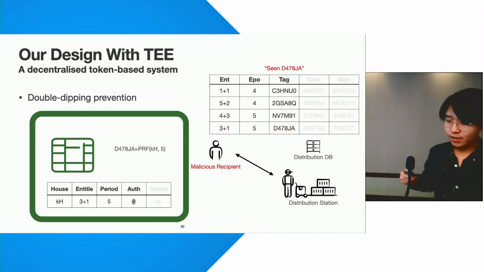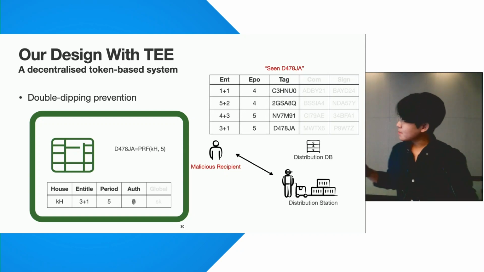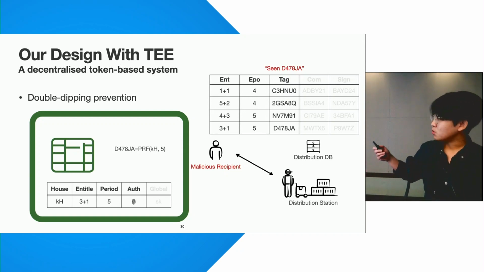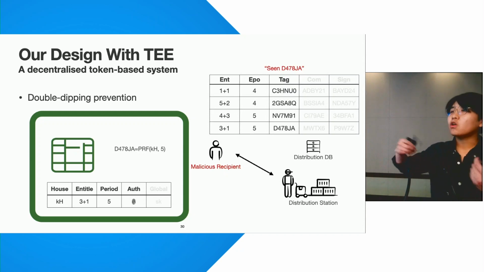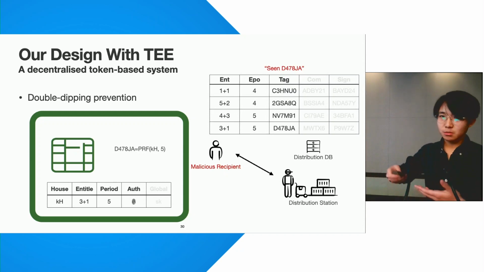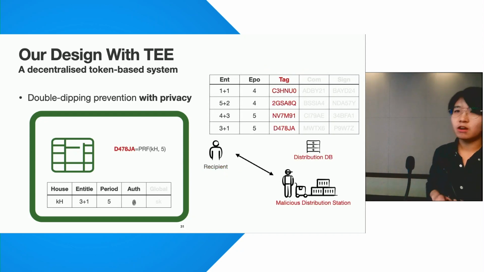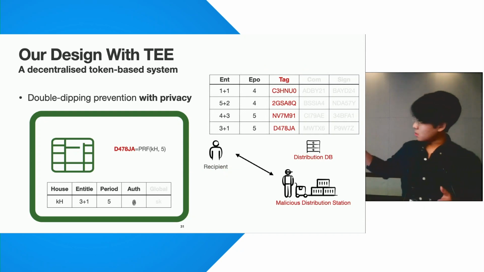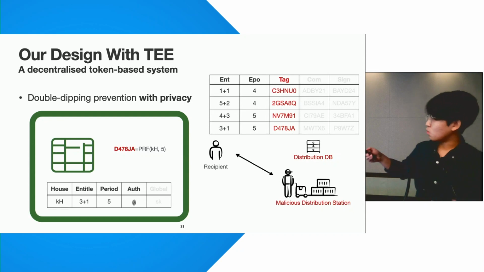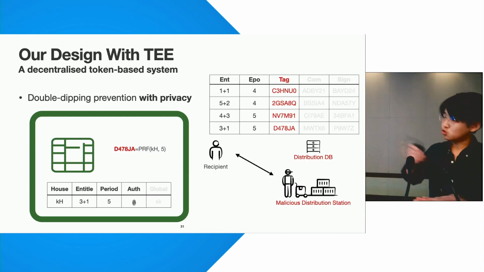How to prevent double dipping? We claim that a malicious recipient will not be able to double dip because when they show up at the station for the second time in this period, the tag would be the same, and it will match a record in this database. What about privacy? The tags are pseudo-random, so a malicious distribution station will not be able to link the distribution behavior across different households in different periods.